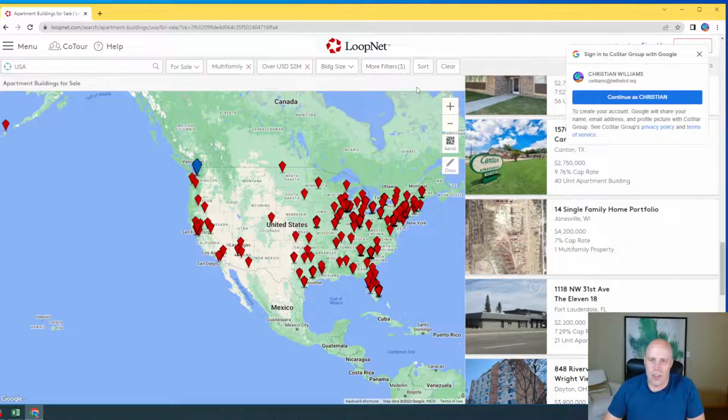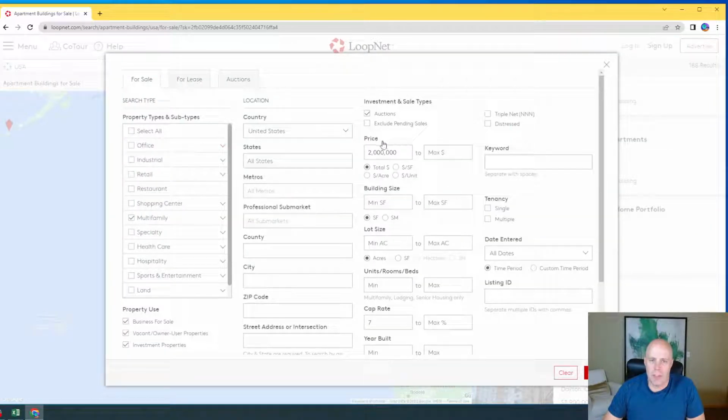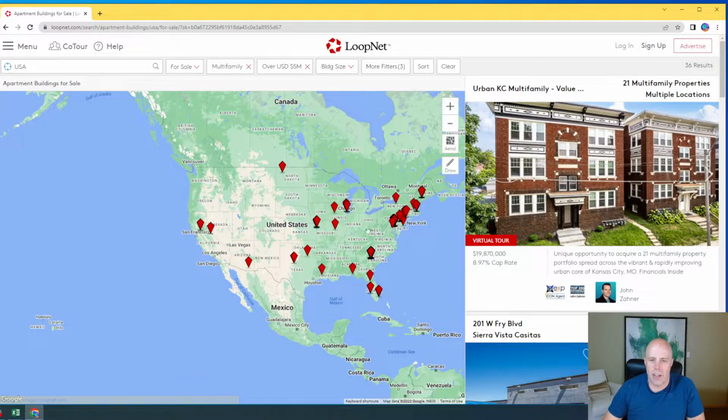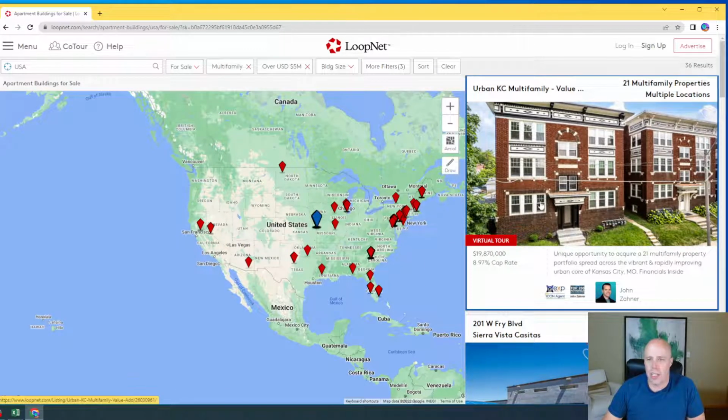So if I want to improve my filters, there are two things that are going to increase how much I get to take home. And that's going to be my purchase price. So let's just increase this to 5 million. And then let's go cap rate. Let's increase this to 7.5%. And let's search again. That should narrow this down. So now I've got less to look at. So I could take this one.